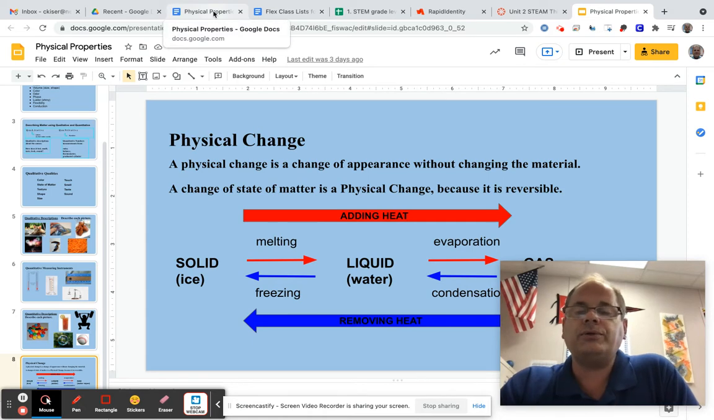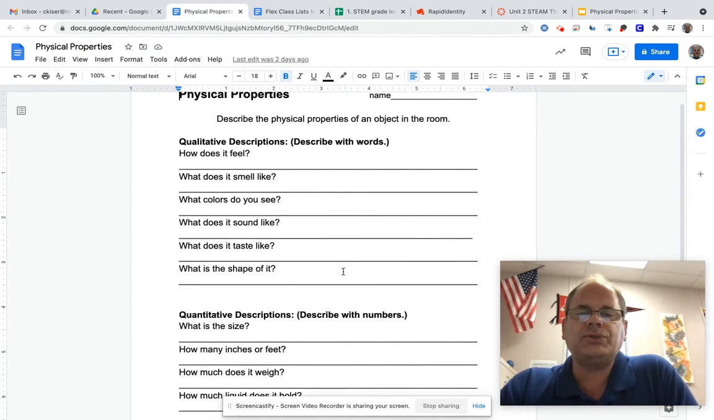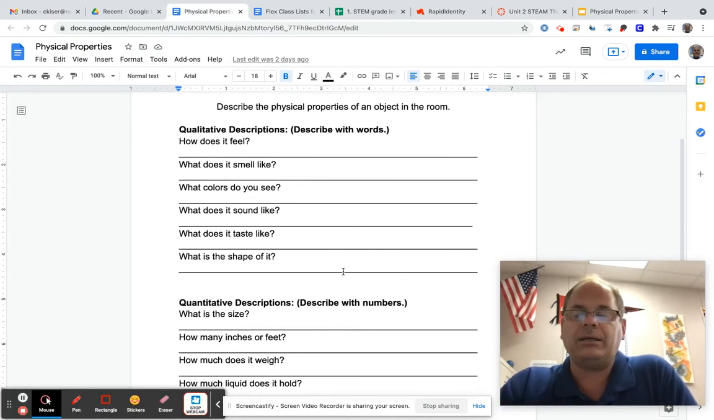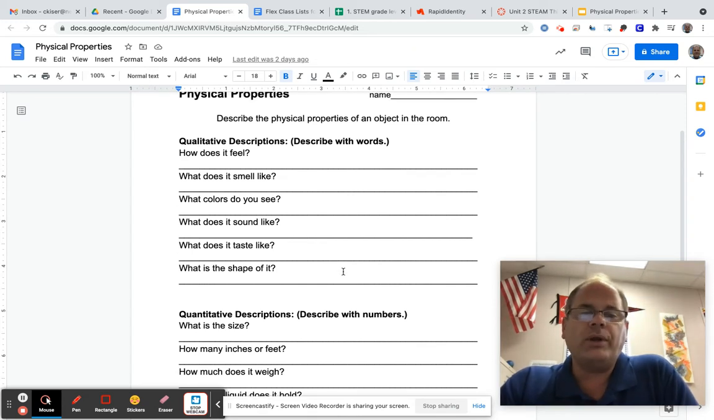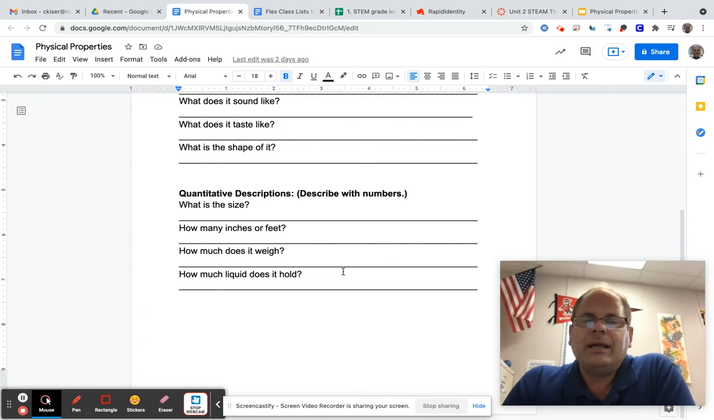Today, what you're going to do is describe something in the room that you're in, and you're going to use these descriptions. I want you to use words and numbers. Qualitative descriptions like how does it feel? What does it smell like? What colors do you see? What does it look like? What does it taste like? What is the shape of it? Now, if it's something you're not supposed to taste, just put that. You're not supposed to taste everything.